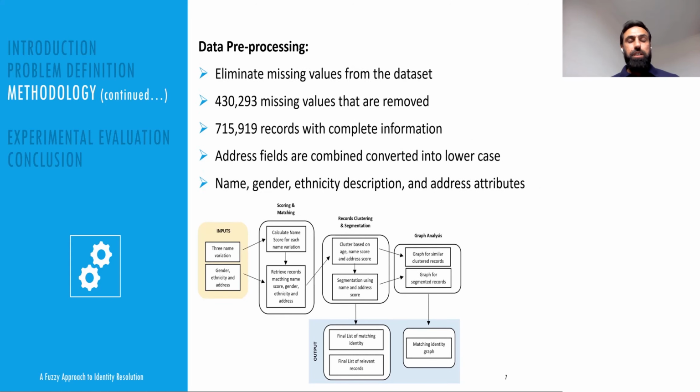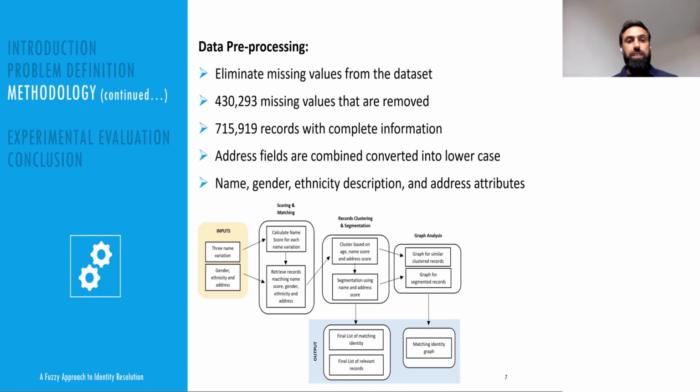In the methodology, data pre-processing is done to eliminate the missing values from the data set so the methodology can work. The records with missing values were removed from the actual data set, and then nearly 715,000 records were left with complete information. And that's the data set on which the methodology has been applied.